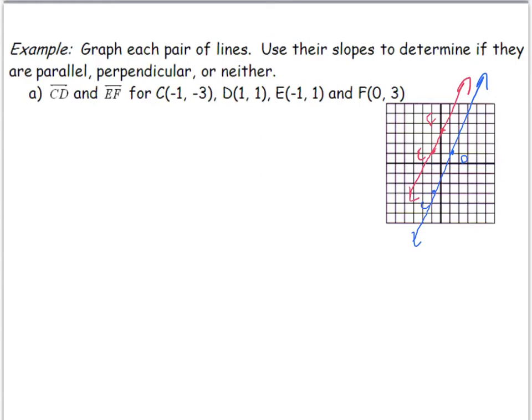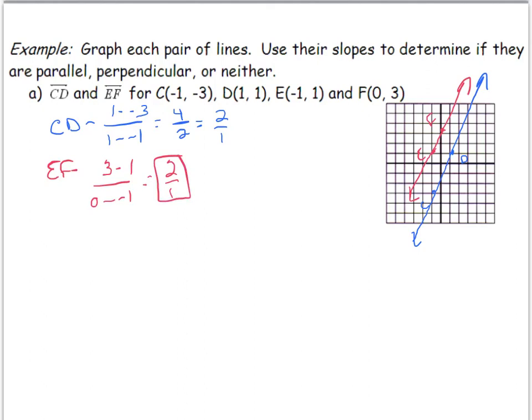So I've got the line CD. We're going to find our slope. And we've got the line EF. We're going to find our slope. We're going to compare them. And then we're going to see if they are the same, if they're opposite reciprocals, or if they're just completely different. So, for CD, if we do our y2 minus y1, we have 1 minus a -3. x2 minus x1 is 1 minus a -1. We end up with 4 over 2, which is a slope of 2 over 1. Okay, for EF, I've got 3 minus 1, all over 0 minus a -1, which also gives me 2 over 1.